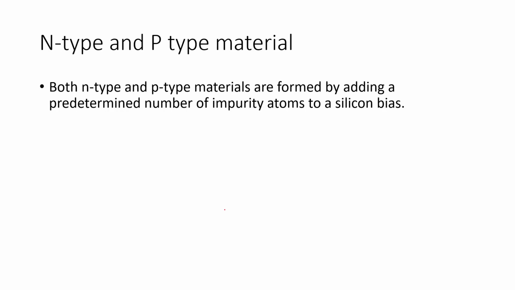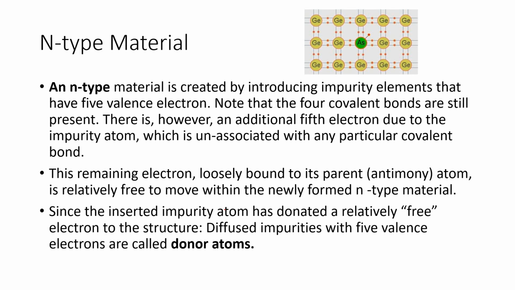So as I would have stated before, both N-type and P-type material are formed by adding a predetermined number of impurity atoms to, let's just say for argument's sake, silicon, because you can add it to different elements, but in this case we're using silicon. Now this is how the N-type material is created, and we have to know how it is created. Now the N-type material, let's just look at this right here.